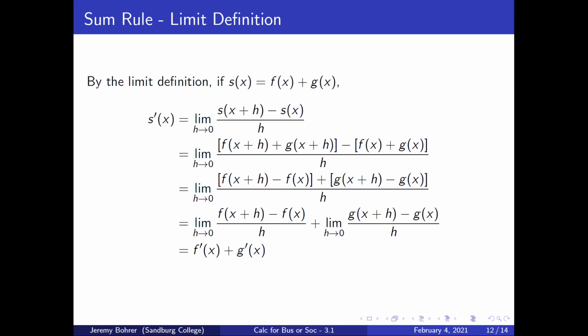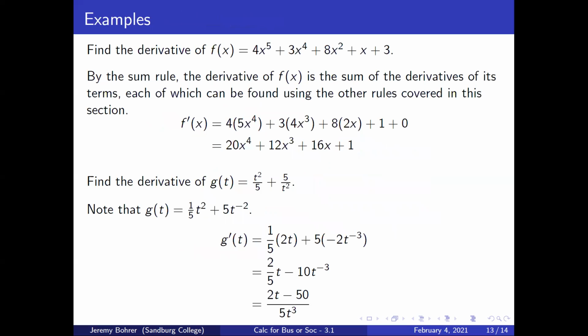which is the limit as h approaches 0 of f of x plus h minus f of x plus g of x plus h minus g of x over h, which is equal to the limit as h approaches 0 of f of x plus h minus f of x over h, plus the limit as h approaches 0 of g of x plus h minus g of x over h, which is f prime of x plus g prime of x.